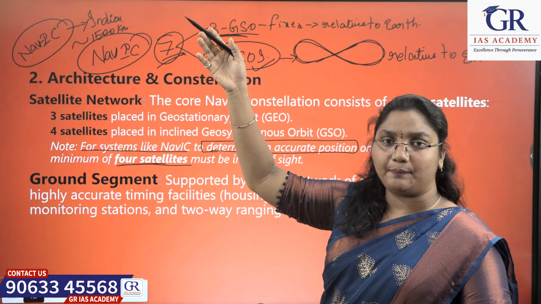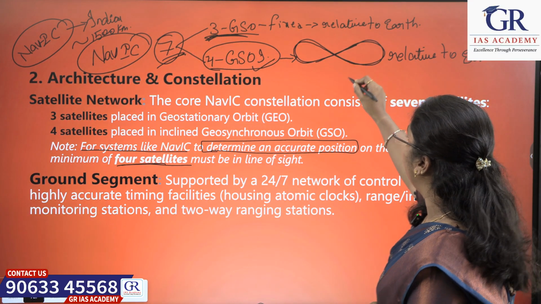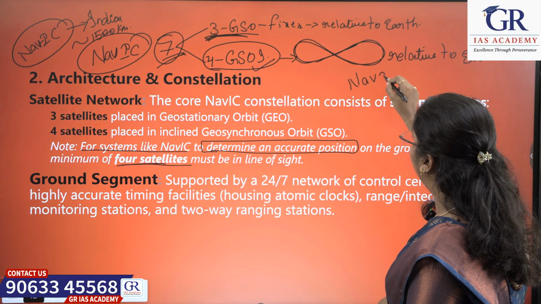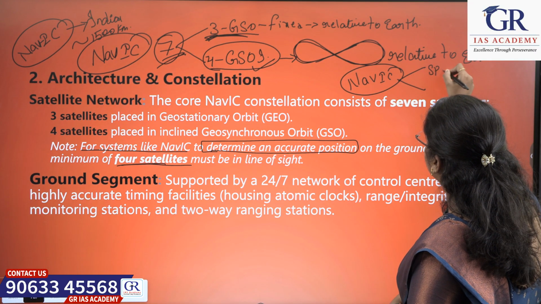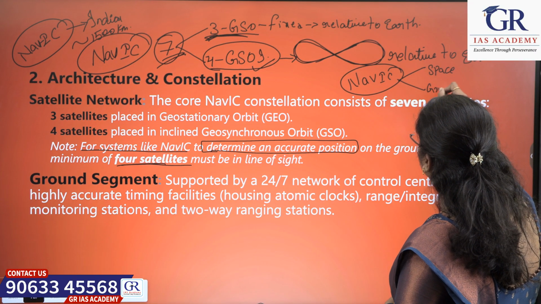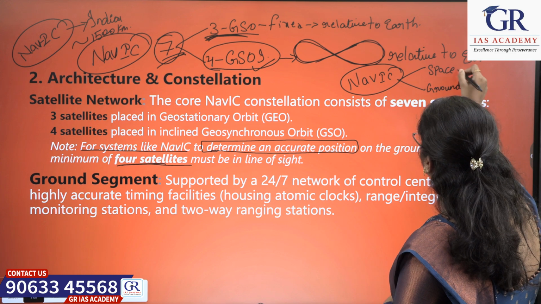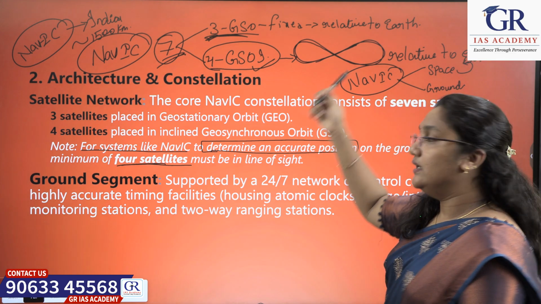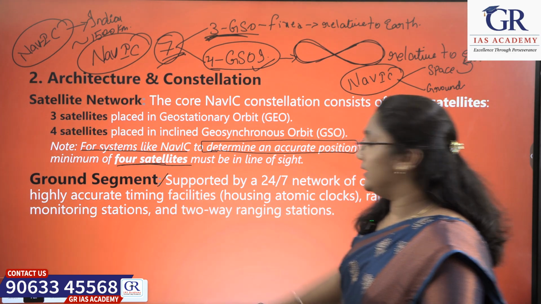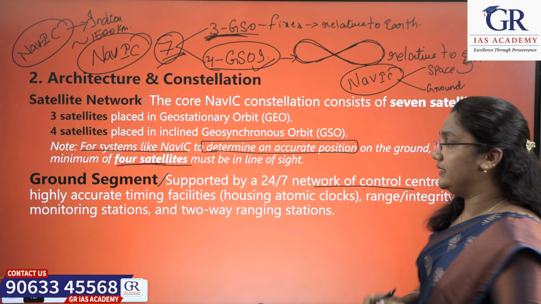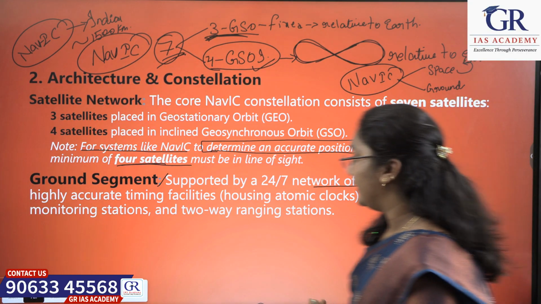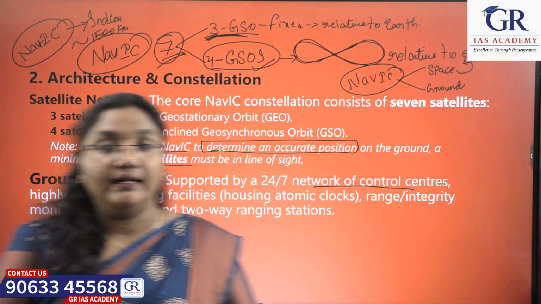This we have seen in the space segment. Basically, I told you all, this NavIC has 2 components, the space segment and the ground segment. We have seen the space segment of the satellites. Now let us see the ground segment. The ground segment is supported by a 24/7 network of control centers with highly accurate timing facilities.